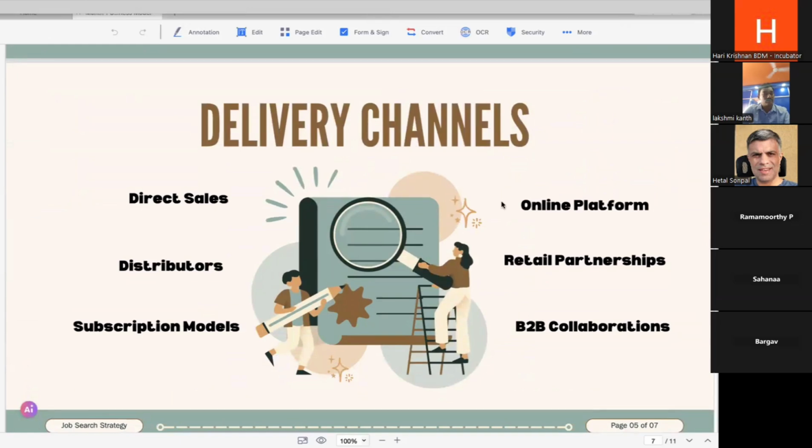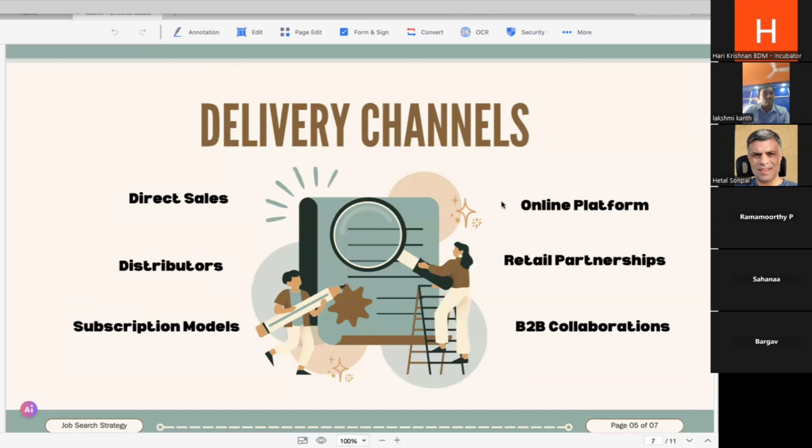Next comes the delivery channel. You can do direct sales, or you could go through a distributor. When you talk about direct sales, it could be online and offline, both. So there's an online platform on the right hand side. You could have retail partners. You could be selling in retail stores, or you provide it to the distributor, and the distributor supplies it to the retail stores. You don't interact with the retail stores directly. Subscription model, that's again something which Archana is doing.